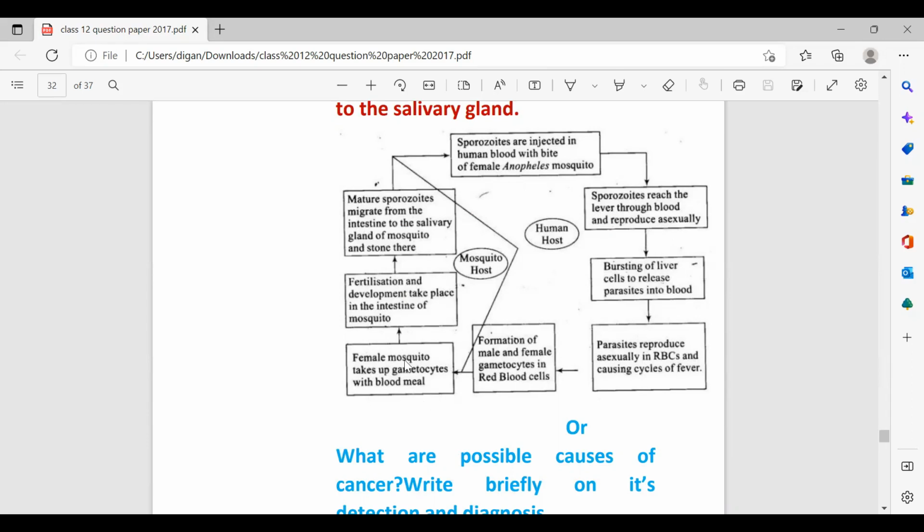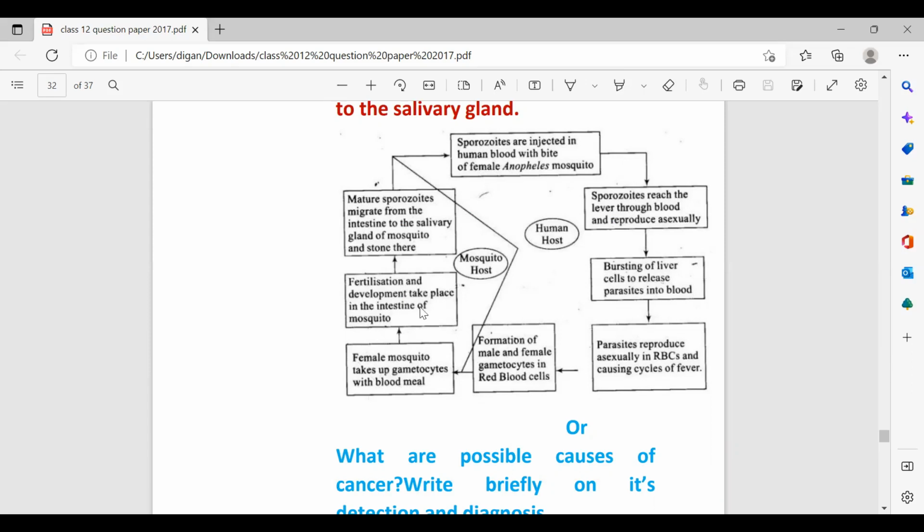One is male gamete, one is female gamete. And then if that patient is bitten by any mosquito, then the female mosquito takes up the gametocytes with the blood meal. Means when it takes the blood as a meal, the male and female gametes of the parasite also enter into the mosquito's body.